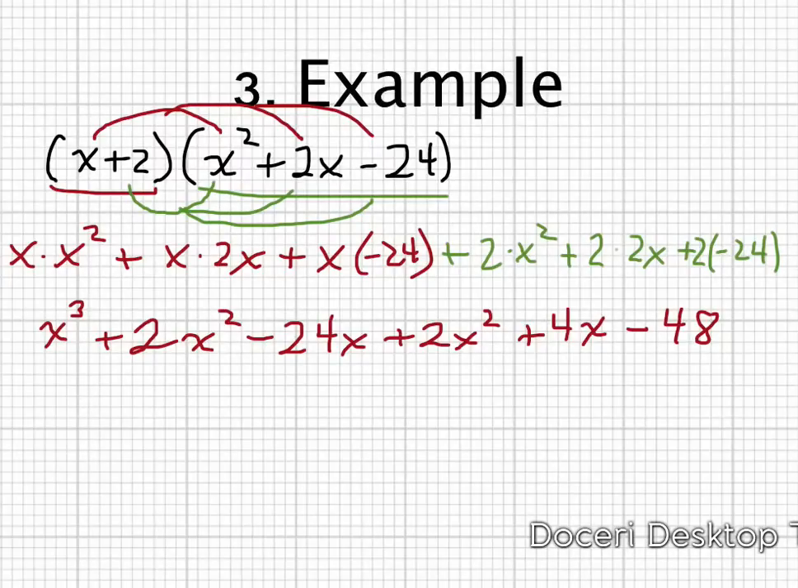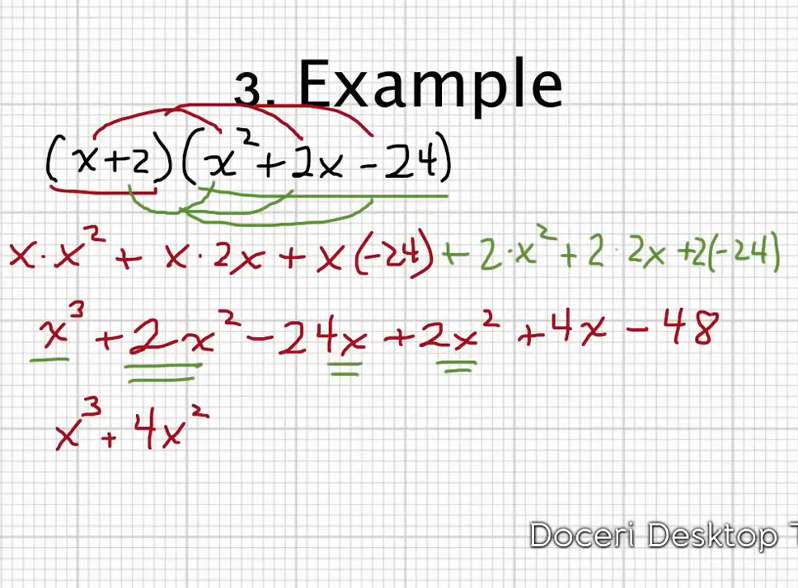Okay? So now I look to see if I have any common terms. I don't have any common terms with x cubed, so I leave it alone. Then I look, do I have any other x squared, not 2x squareds, just x squareds? I have another x squared here, so I'm going to do 2x squared plus 2x squared. That gets me 4x squared.